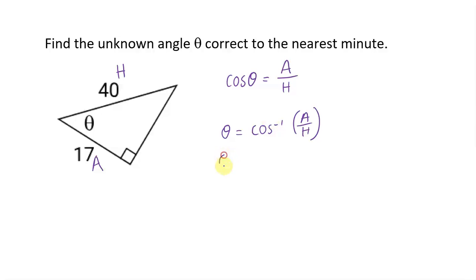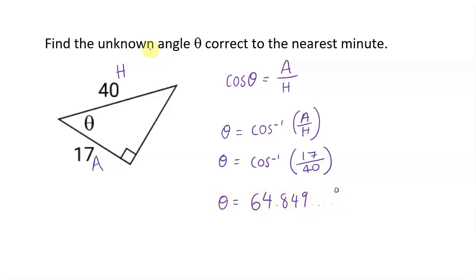We substitute in our values. The angle theta is equal to the inverse cosine of our adjacent side, 17, over our hypotenuse, which is 40. You can put that in your calculator, and that should give you theta equals 64.849, and a few more decimal places, degrees.